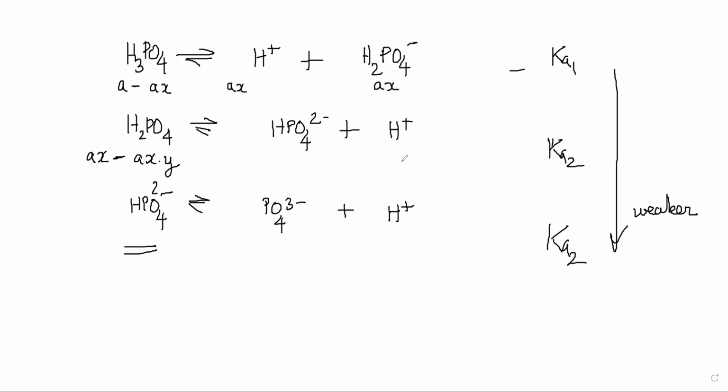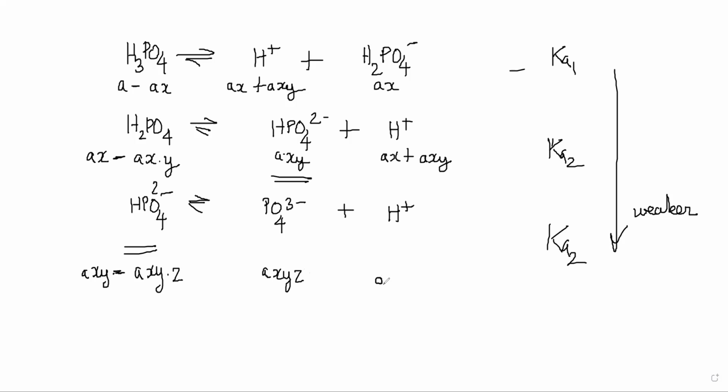So AXY should be produced, right? But it is already AX, so AX plus AXY, right? And this is AXY, right? This is also AX plus AXY. And AX plus AXY is here, right? AXY is minus something, right? AXY minus AXY into Z, let's say. So this is AXYZ, and this is AX plus AXY plus AXYZ. So I'll put this everywhere also, plus AXYZ, right?